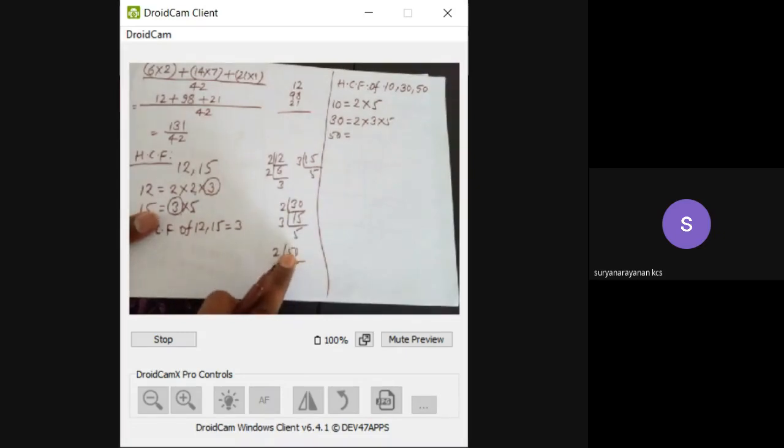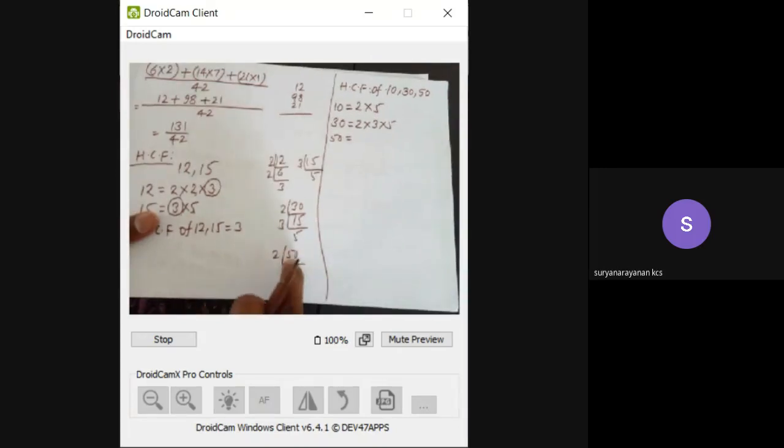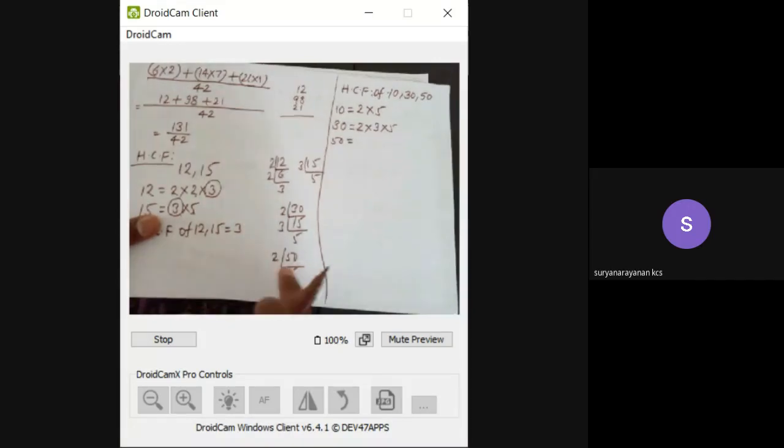Don't jump into the 5 table or 10 table. Previously I told you, remember this point. Here 50 is there. Don't go directly to the 5 table. My children, please remember 2 table only. If 2 table fails, next we go to the 3 table, next we go to the 5 table. In this way, prime numbers only.